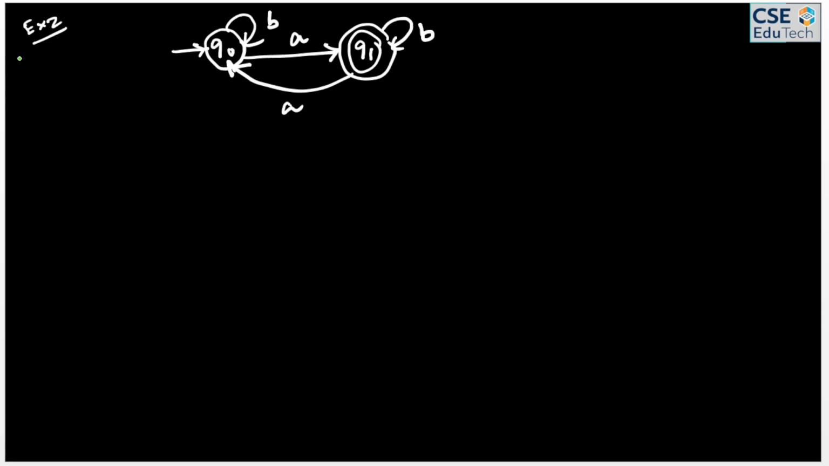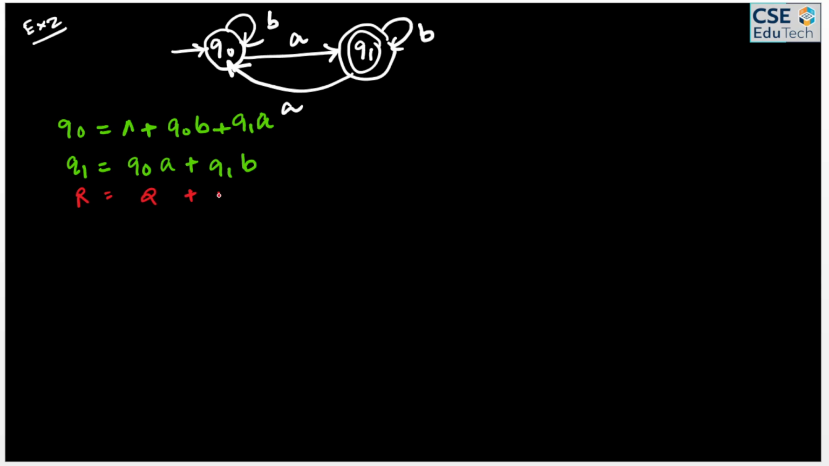So we will obtain two equations for this. One equation is Q naught equals null or Q naught B or Q1 A. Another equation is Q1 equals Q naught A or Q1 B. Now this is an equation of the form R equals Q or RP. So the solution will be Q1 equals Q naught A B star.